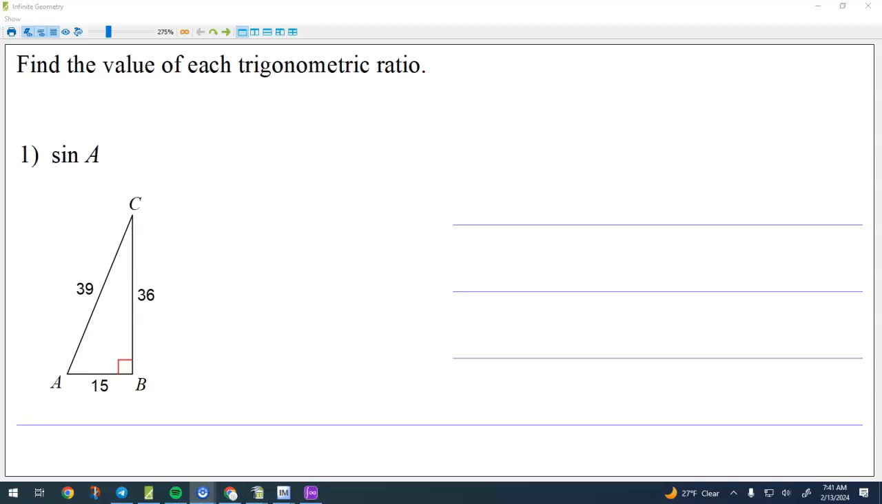Do you guys have that worksheet? Why am I? Okay. No, I just forgot that.